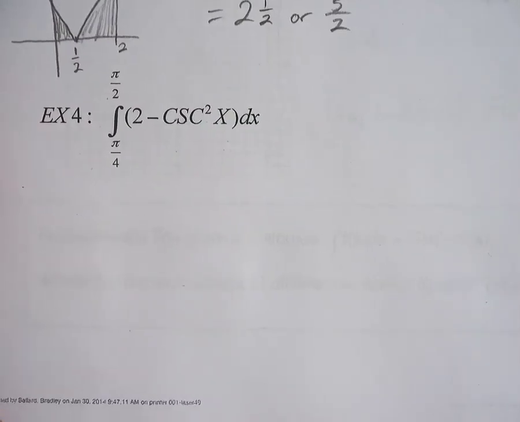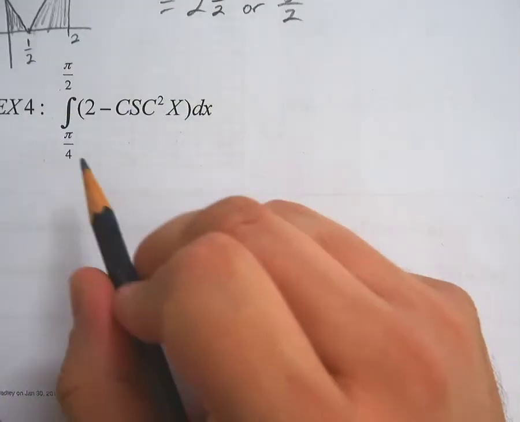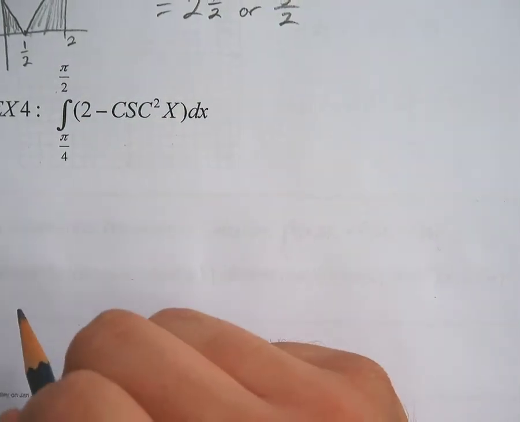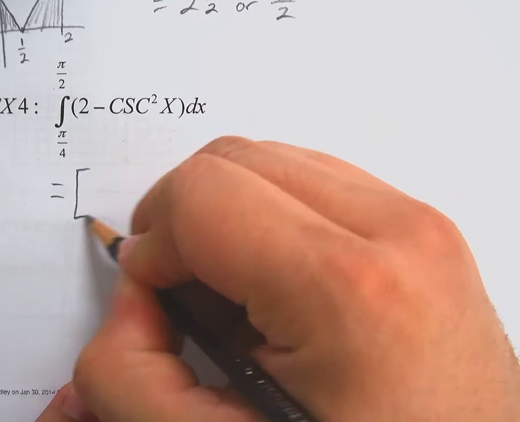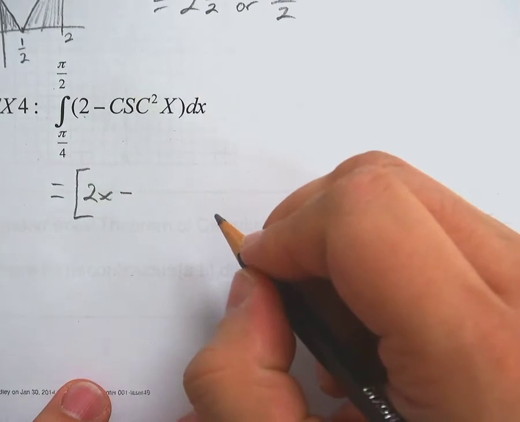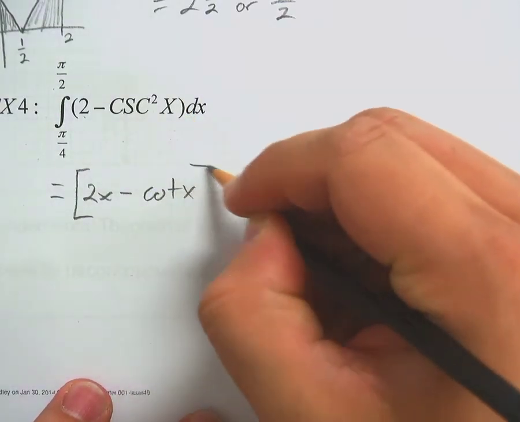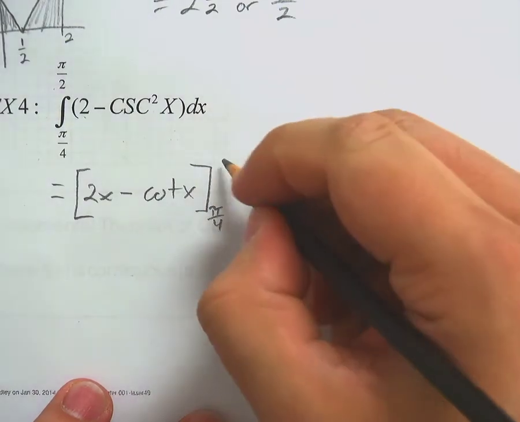Trying to get through this very quickly. I apologize, this is a long one, but it's an important day, it's a fun day. The integral from pi over 4 to pi over 2, 2 minus cosecant squared x. So first, let's figure out what the integral is. This will be 2x for this guy, minus the integral of cosecant squared, which is cotangent x. And that's evaluated from pi over 4 to pi over 2.